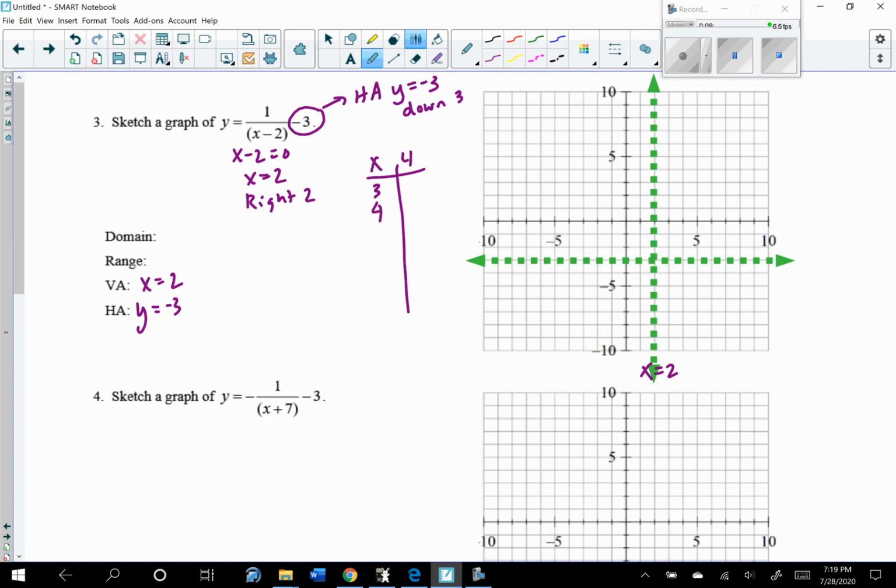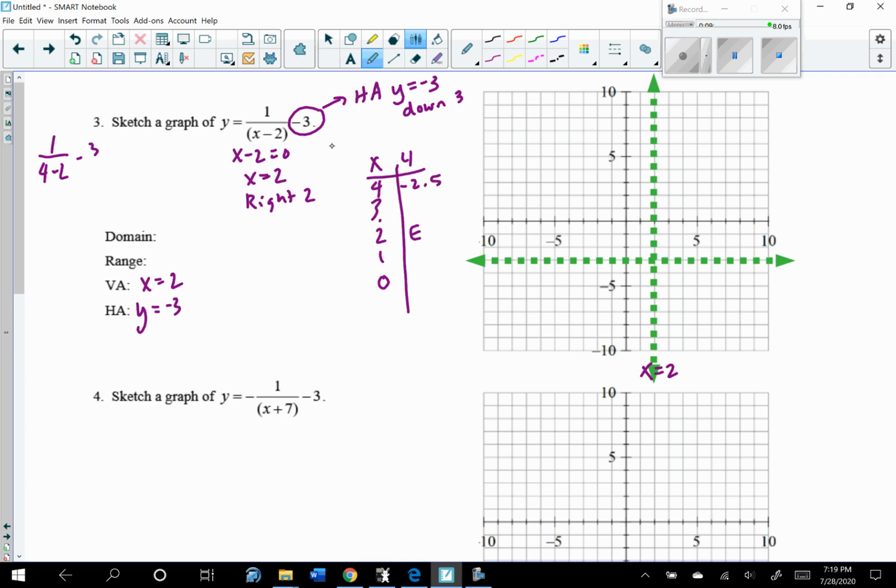And we know that 2 is the error. To the left of 2 would be 1 and 0. And actually, let's just go ahead and put that in order. So I'll do 4, 3, 2, 1, 0. When I plug 4 into my equation here, I get 1 over 4 minus 2, minus 3. So 4 minus 2 is 2, so 1/2 minus 3 gives me negative 2.5.